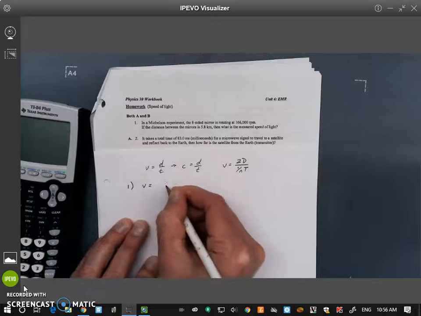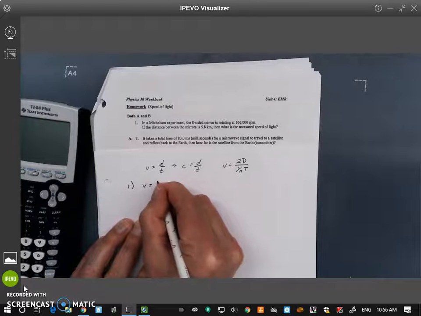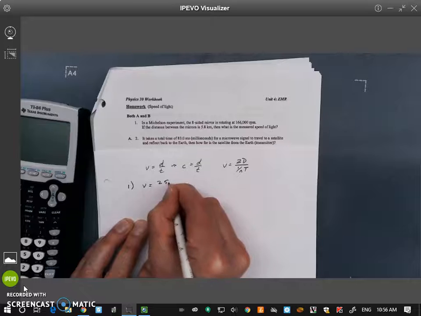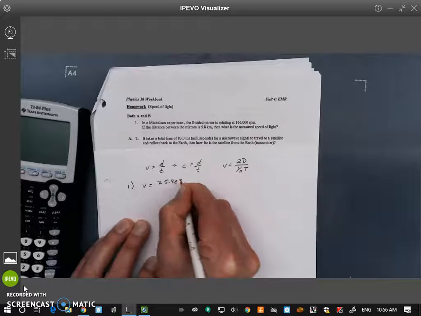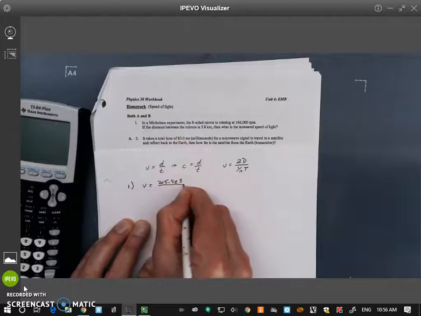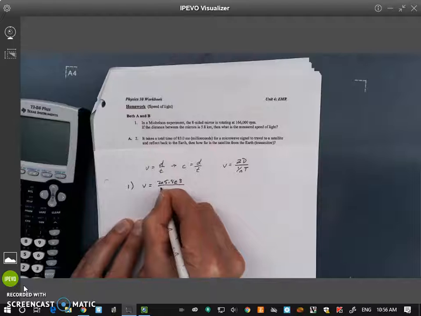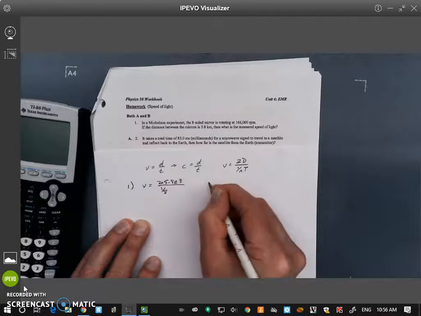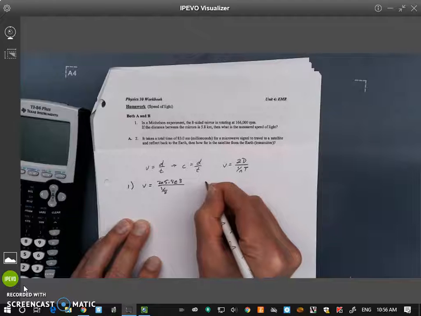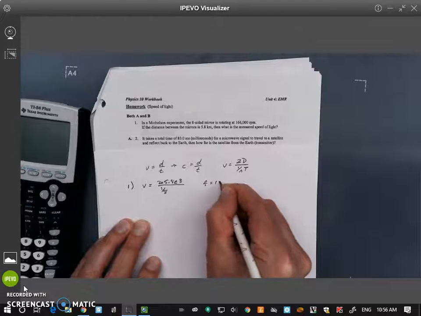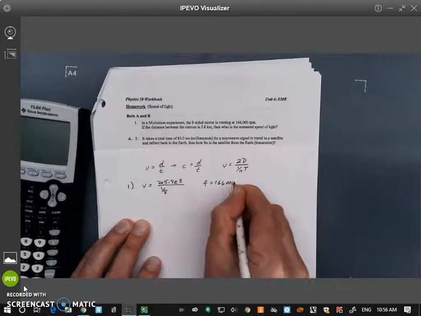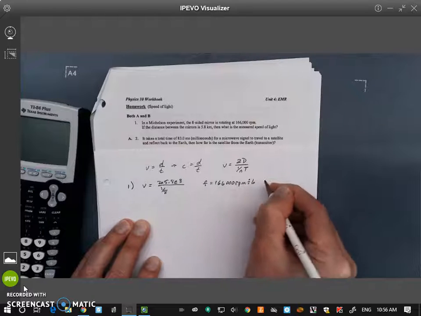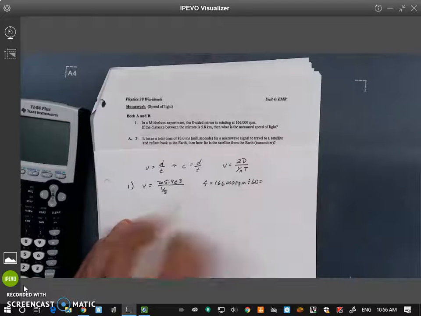V is going to be equal to 2 times d. So d is going to be 5.8 E3, and we'll divide that by 1 over 8. Now when we want to calculate t, we have really something related to the frequency. So the frequency is 166,000 RPM. If we divide it by 60, then we find the revolutions per second.